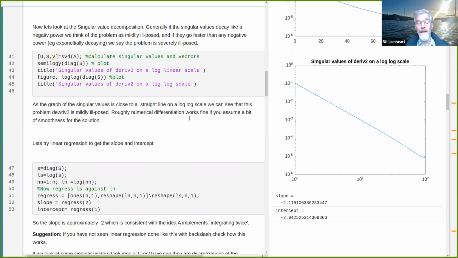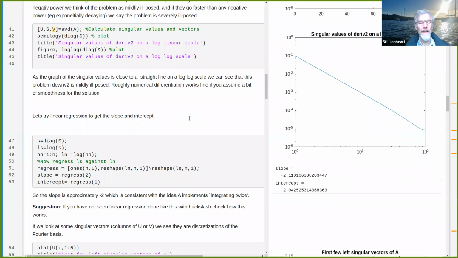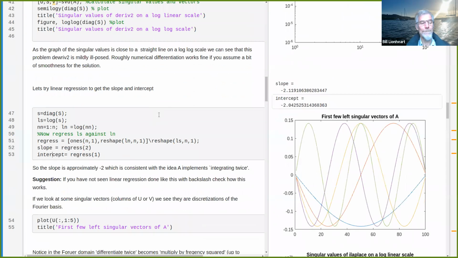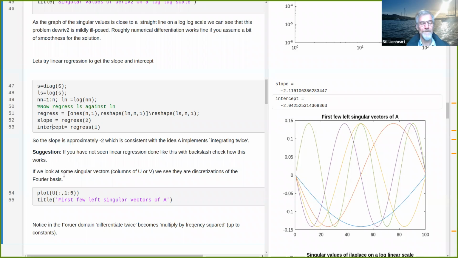it roughly goes like a power of minus 2, which is consistent really with the idea that A integrates twice. I mean, we'll look at that a little bit more later. If you haven't seen linear regression done this way, maybe just write it down in pencil and paper and see if you agree that solving a least squares system is the same as linear regression.